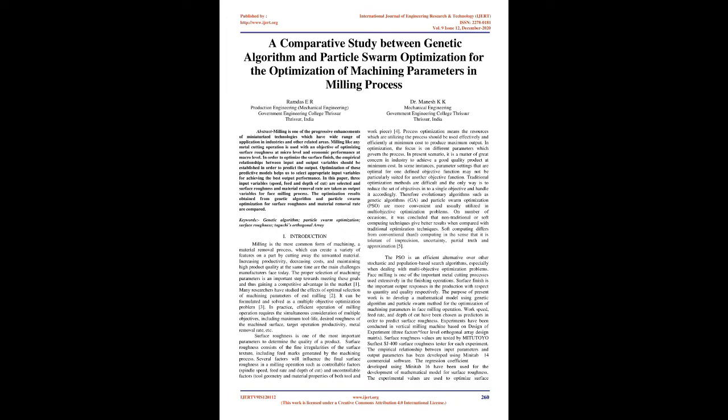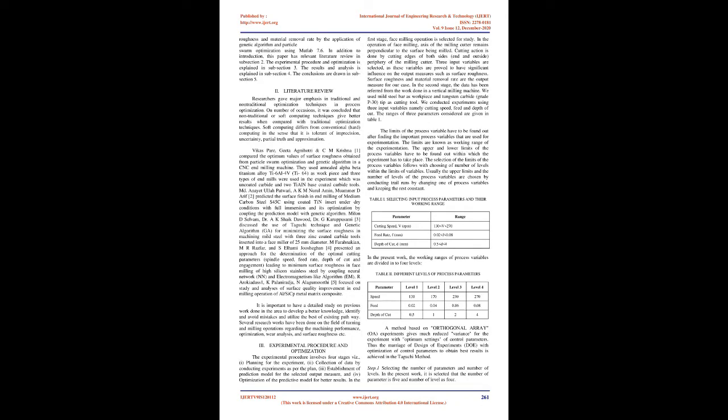Therefore, evolutionary algorithms such as genetic algorithms, GA, and particle swarm optimization, PSO, are more convenient and usually utilized in multi-objective optimization problems. On a number of occasions, it was concluded that non-traditional or soft computing techniques give better results when compared with traditional optimization techniques. Soft computing differs from conventional, hard, computing in the sense that it is tolerant of imprecision, uncertainty, partial truth, and approximation. 5. The PSO is an efficient alternative over other stochastic and population-based search algorithms, especially when dealing with multi-objective optimization problems. Face milling is one of the important metal cutting processes used extensively in the finishing operations.